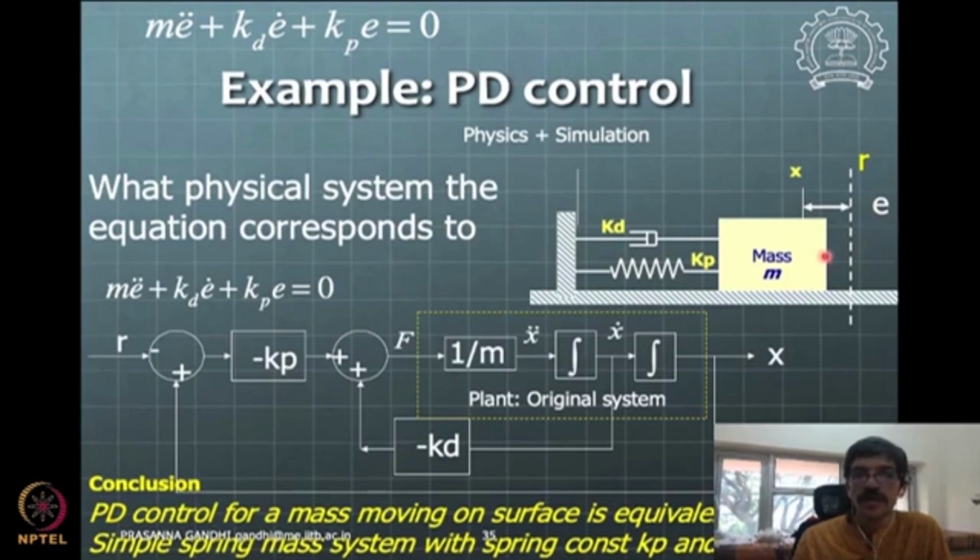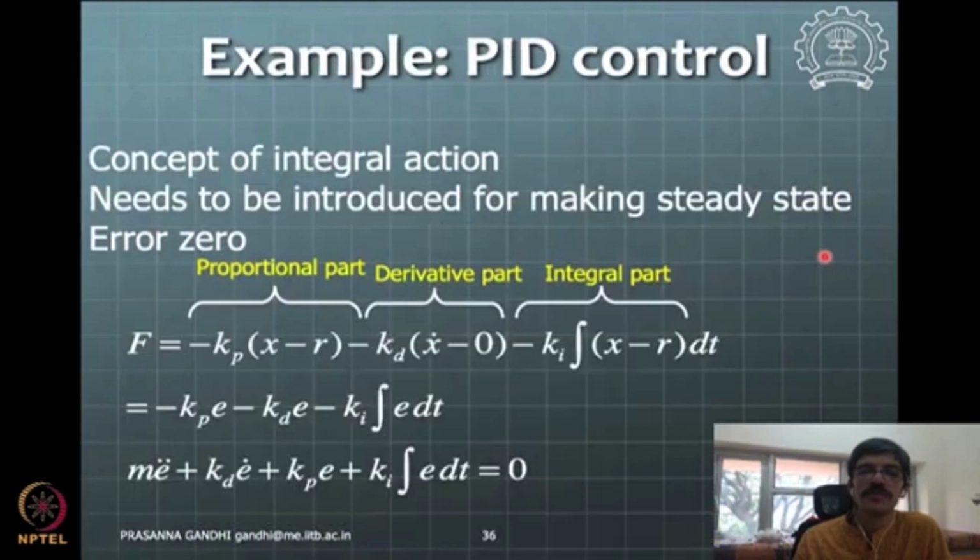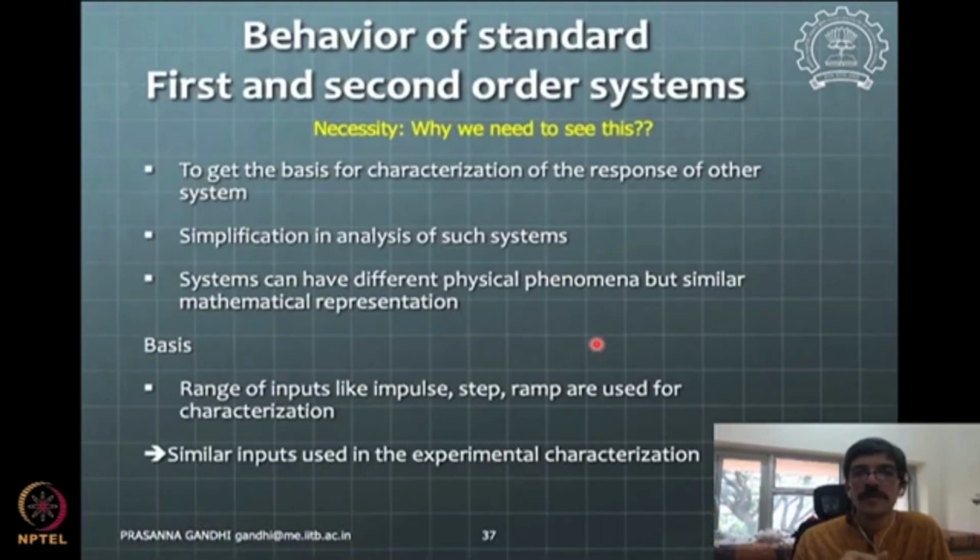In the case of that kind of error, you introduce the integral control action. When the system has this steady state error, you see the response to the PD controller, and you see that there is a steady state error, then you introduce the integral control action.